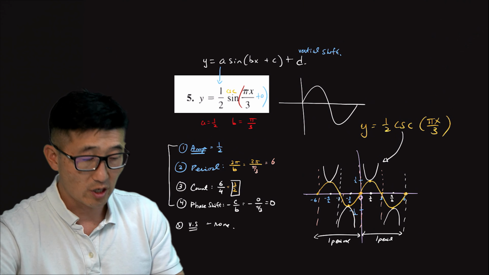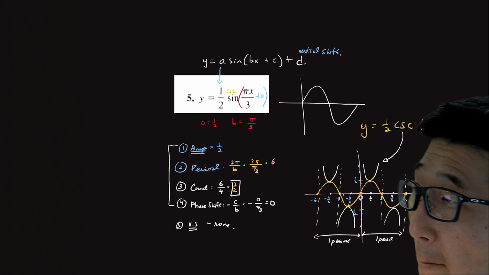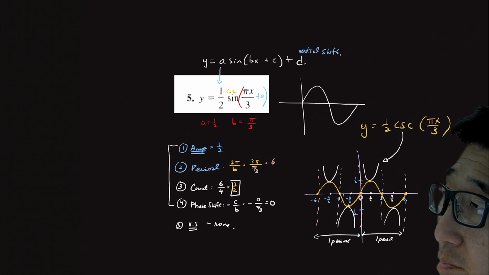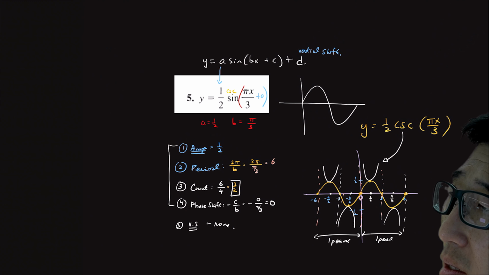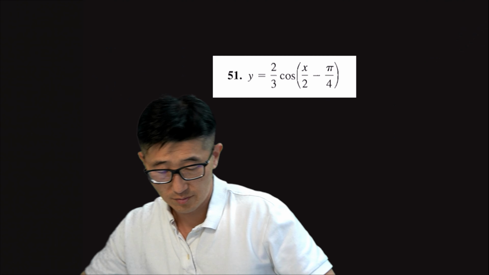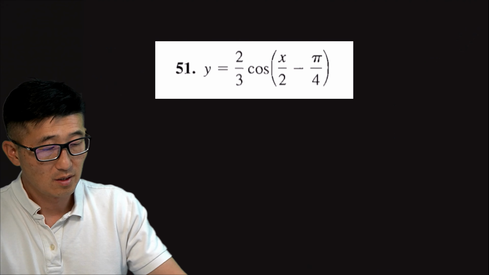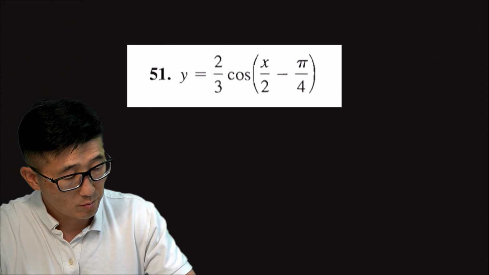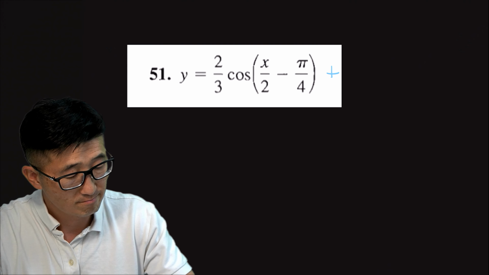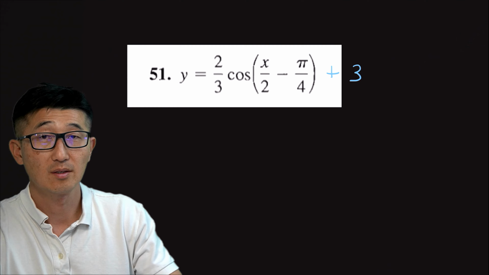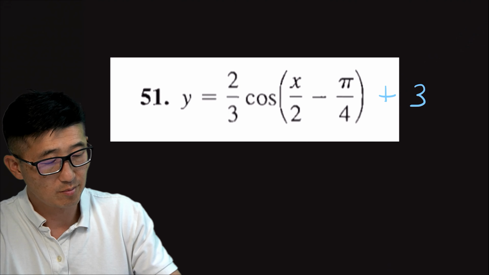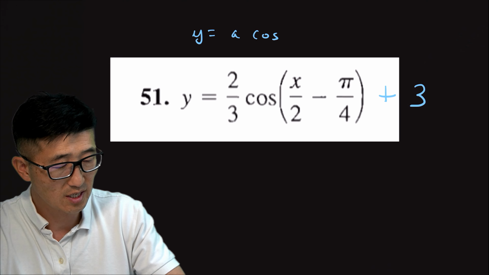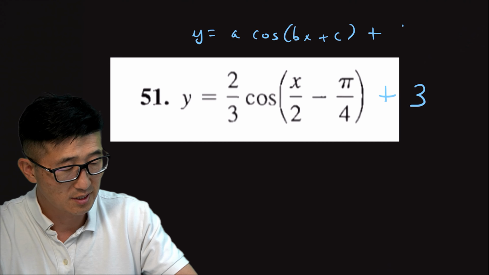Okay, so let's try a cosine. You pick one. Okay, so now I'm gonna add something on here to make it more challenging. So I'll do like plus 3. Okay. All right, and let me write up the template. So y equals a cosine bx plus c plus d.